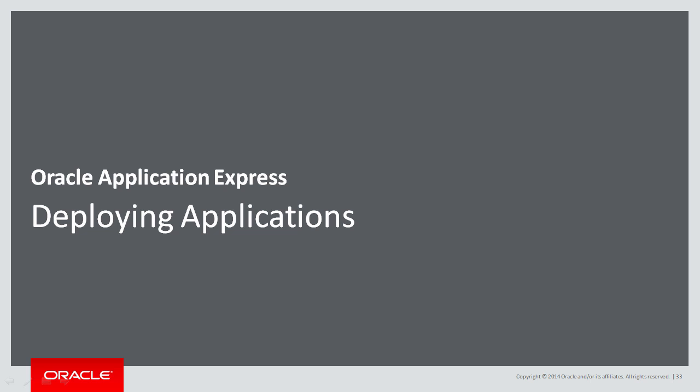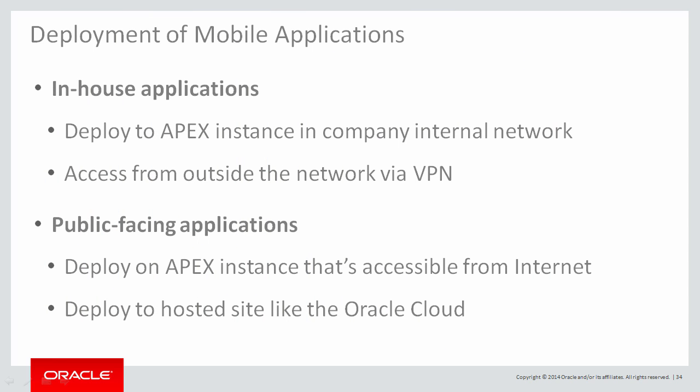Now let's look at deploying applications. If you're building in-house applications, you'll be generally deploying that on your internal instance that's managed by your IT department, and users can access that from their mobile devices. Generally, they will need to utilize something such as a VPN to access the internal network. For public-facing applications, the applications need to be installed into an Application Express instance that is accessible from the internet, such as a cloud service.